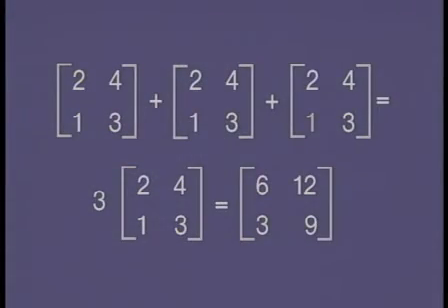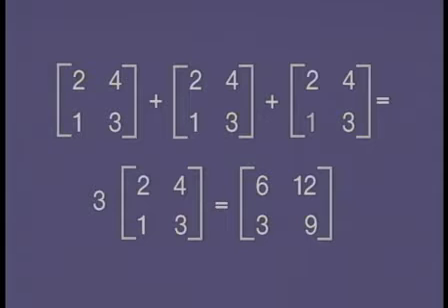At the top of the visual, it appears to be an addition problem. We have a 2 by 2 matrix added to a 2 by 2 matrix added to a third 2 by 2 matrix. But if you look real carefully, you can see that all three of those matrices are the same: 2, 4, 1, 3. We read across the first row, and then we read the numbers or elements in the second row. So we could also write that as 3 times the matrix 2, 4, 1, 3.